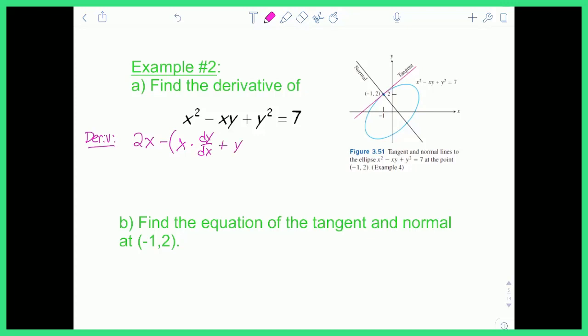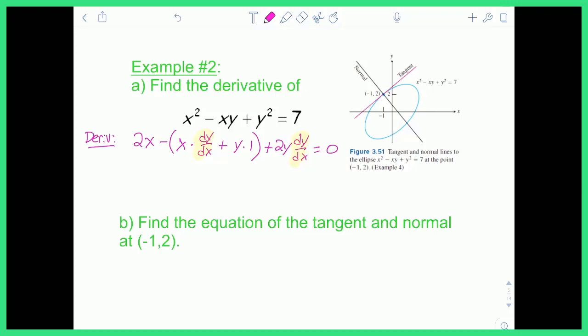Plus the second function times the derivative of the first, which is 1. Close parentheses, there's my product rule. Plus the derivative of y squared with respect to x is 2y to the first dy/dx. And that is equal to the derivative of 7, which is 0. So now I'm going to try to group up my dy/dx terms, get them on one side of the equation, and I've got my derivative.